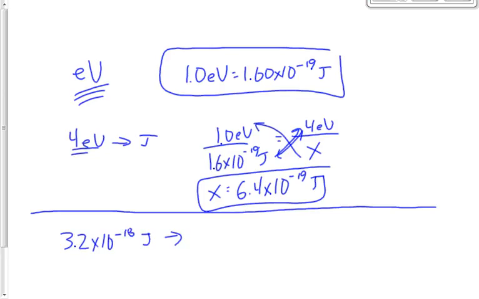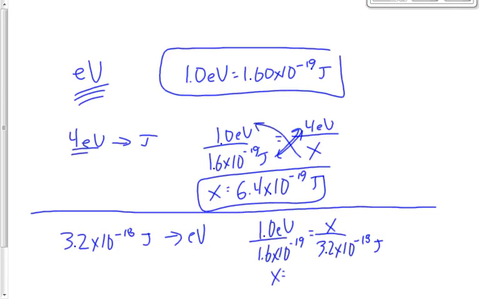And we want to convert that to electron volts. Same ratio, 1 electron volt is 1.6 times 10 to the minus 19 joules. But this time we're going to say x electron volts is 3.2 times 10 to the minus 18 joules. X is going to end up being 20 electron volts.